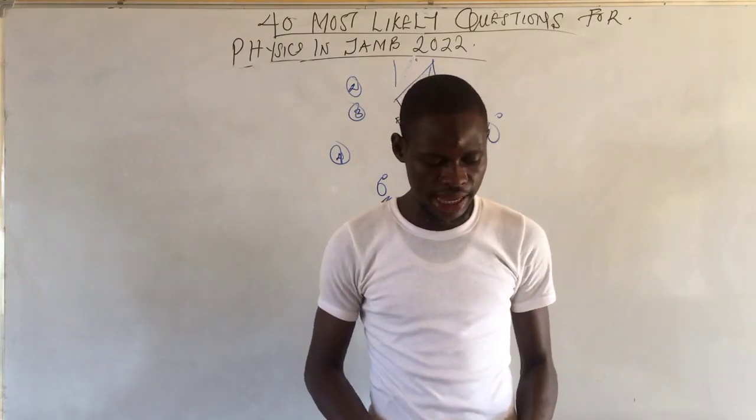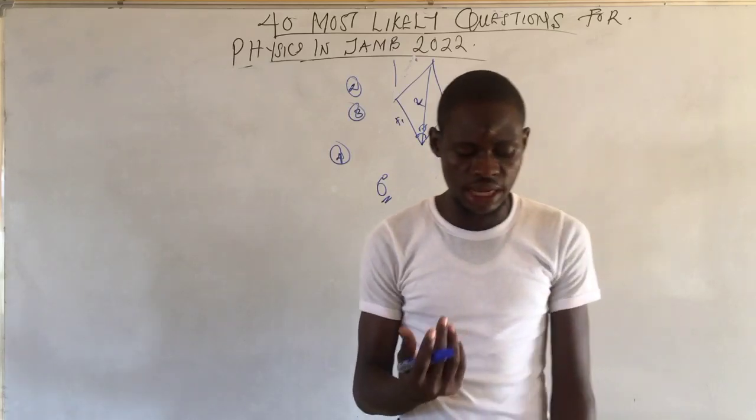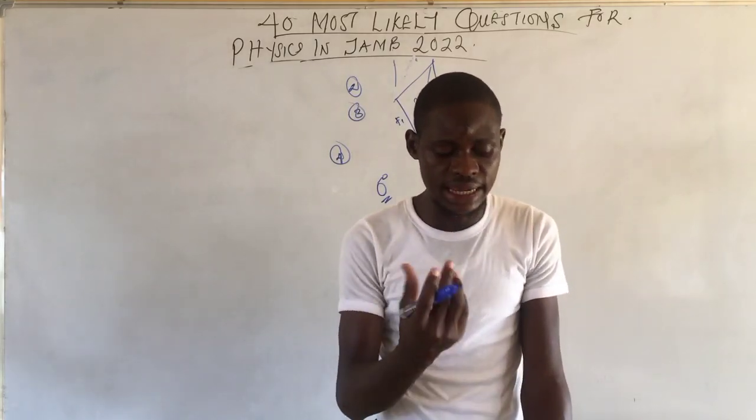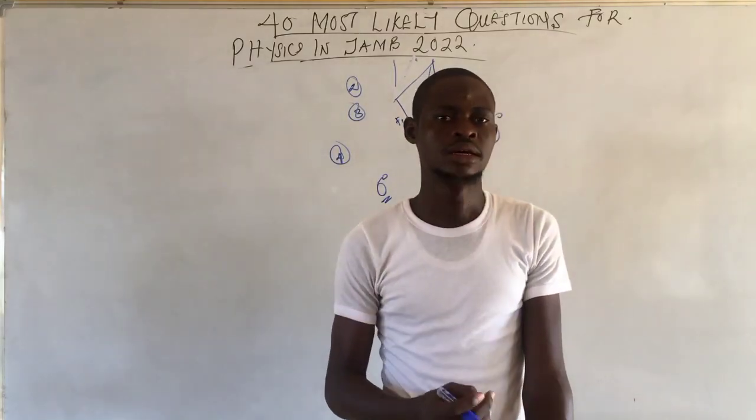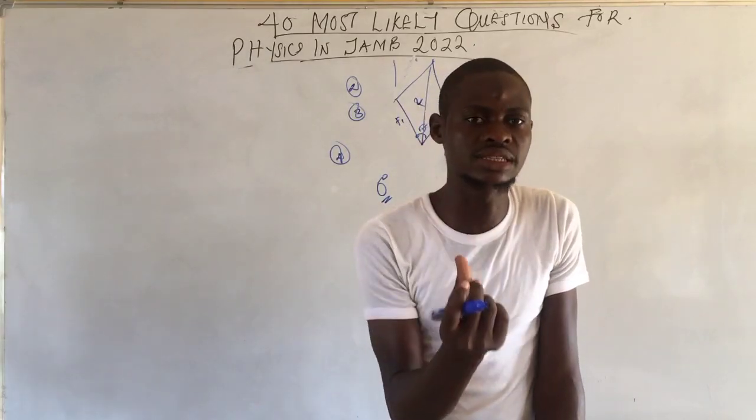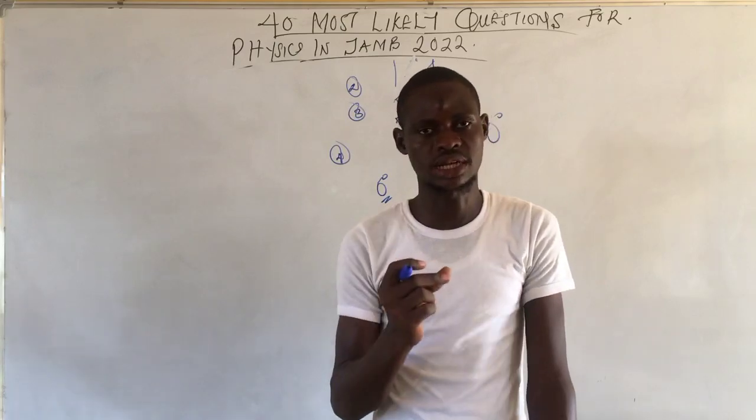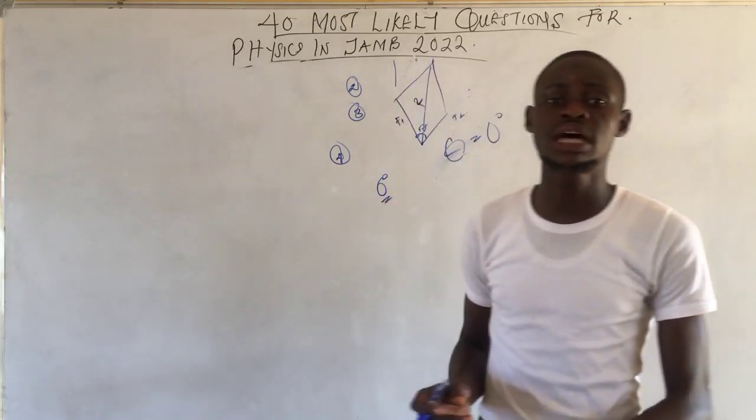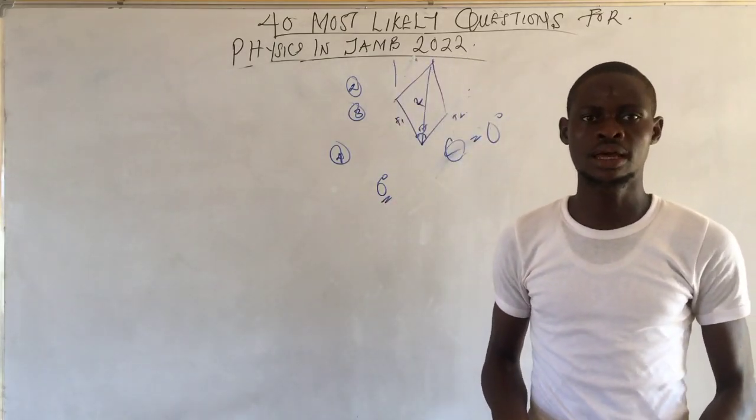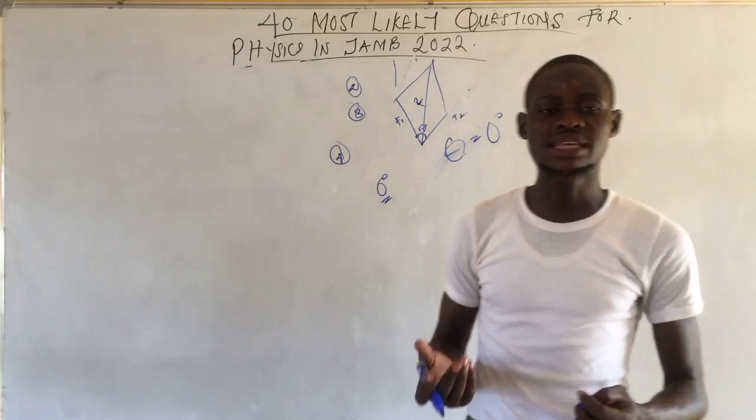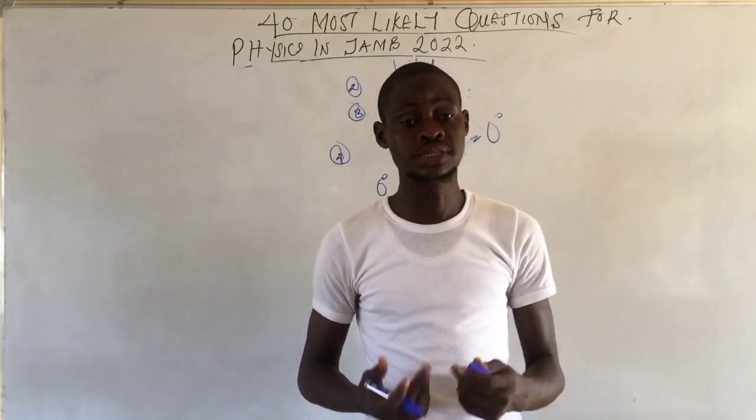Now, the next question is found under resonance. They said, at resonance, the phase angle in an AC circuit is, now, at resonance, the phase angle is always equal to 0 degrees. Please note that. This question is found under AC circuits.